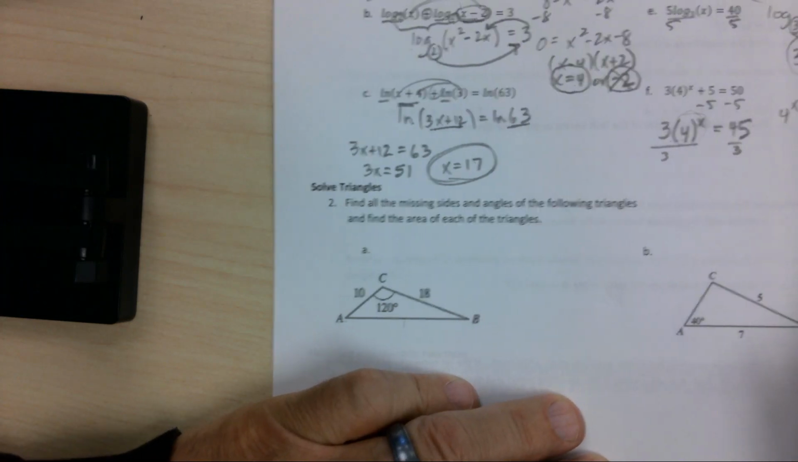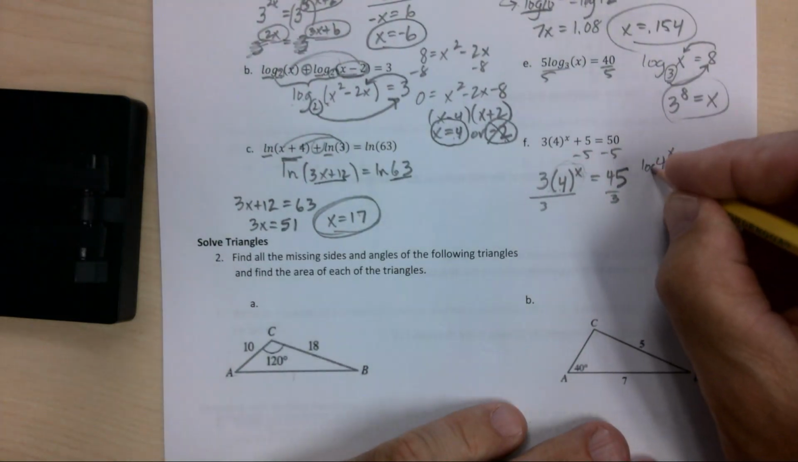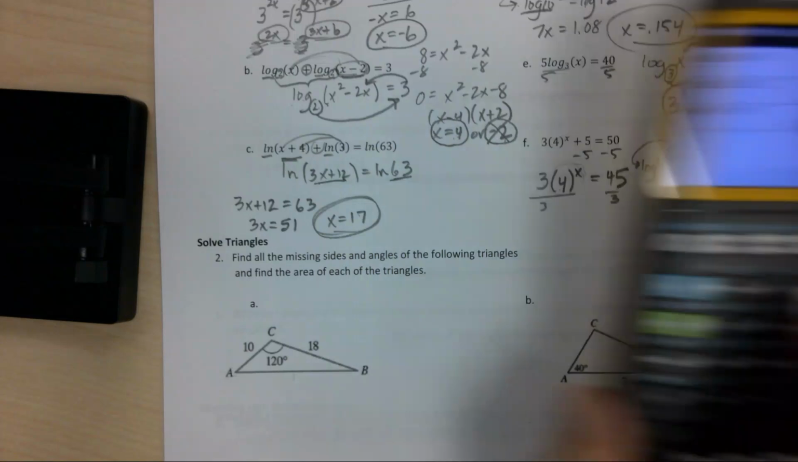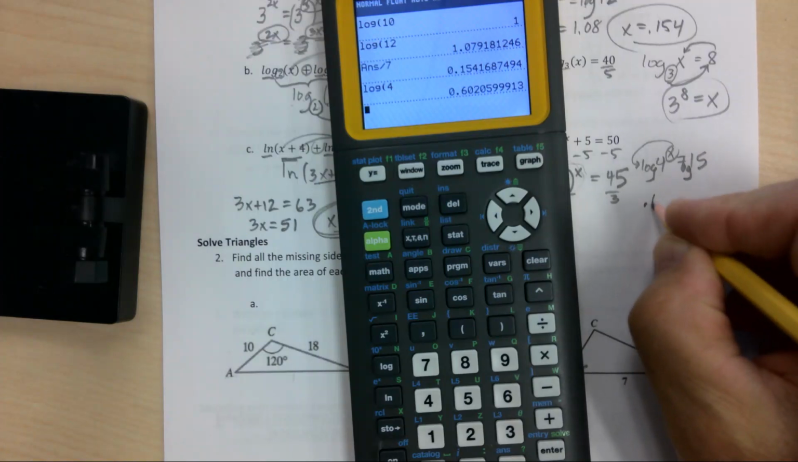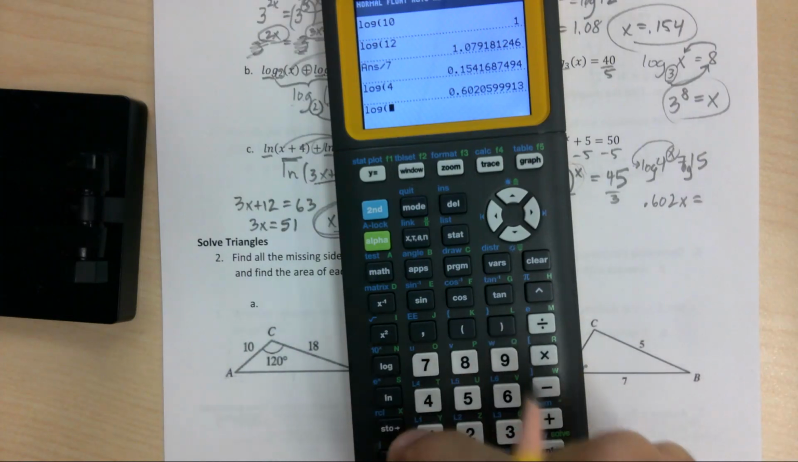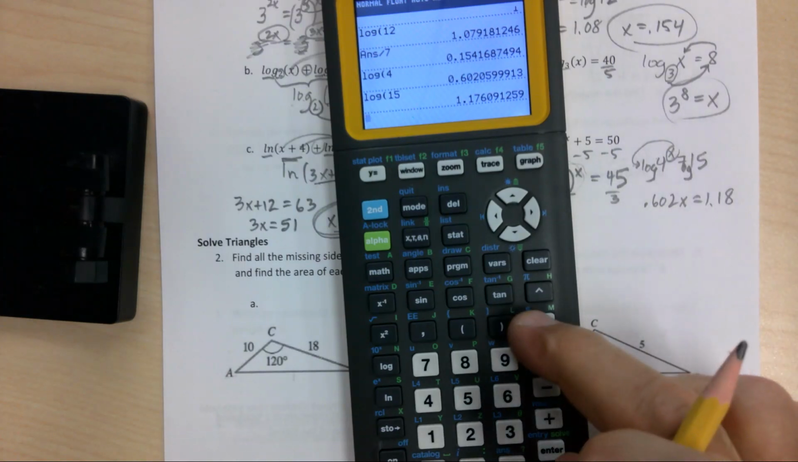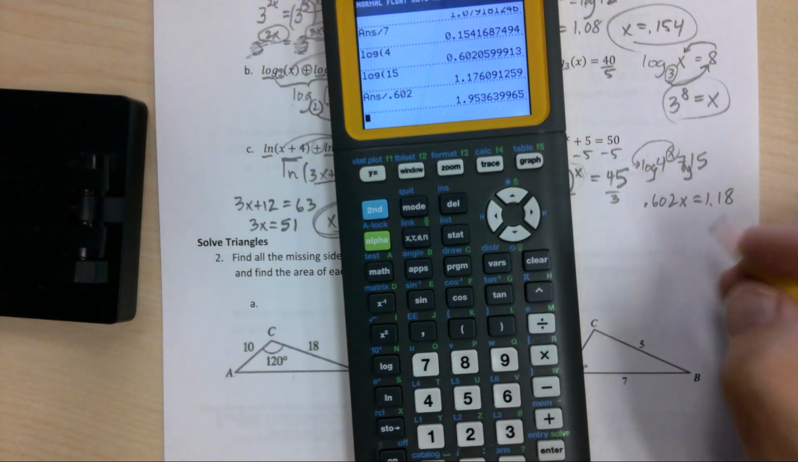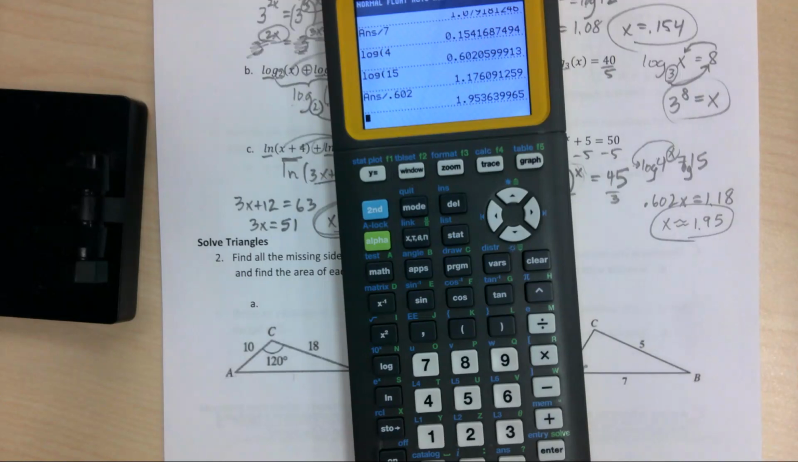Now again, common bases, happy places, can't do it. So we're going to slap a log on here, slap a log on here, bring that exponent in the front, and get to work. So log of 4 is 0.602. Now I said put the x in the front, but you can put it on the back here. Log of 15 is 1.18. So I'm going to go divided by 0.602. And I get x is approximately equal to 1.95. We'll round it to there.